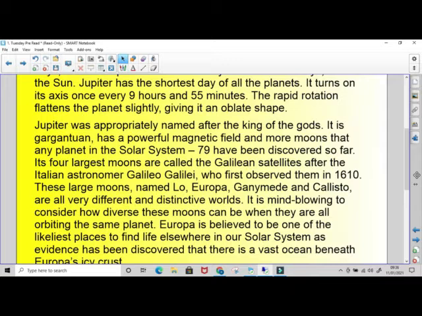It is gargantuan, has a powerful magnetic field and more moons than any planet in the solar system. 79 have been discovered so far. Its 4 largest moons are called the Galilean satellites after the Italian astronomer Galileo Galilei, who first observed them in 1610. These large moons, named Io, Europa, Ganymede and Callisto, are all very different and distinctive worlds. It is mind-blowing to consider how diverse these moons can be when they're all orbiting the same planet.